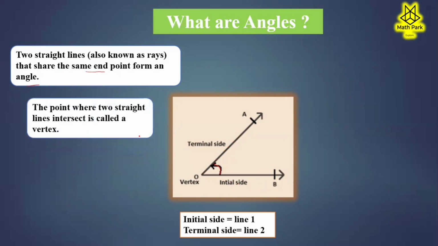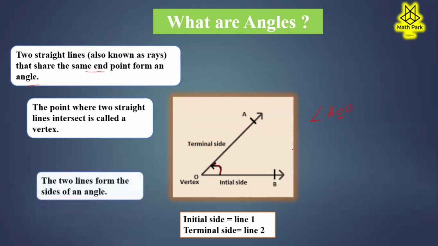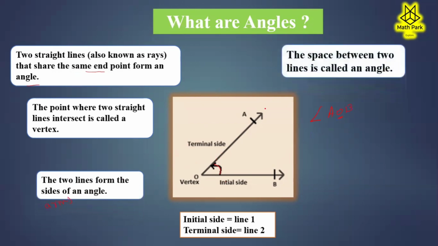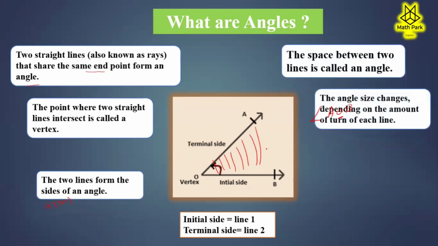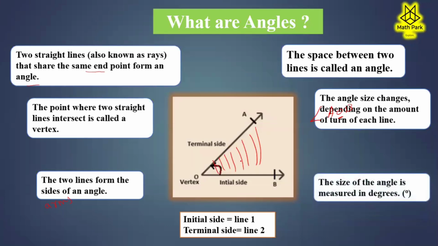The point where two lines intersect is called the vertex of an angle. We always write it so that the vertex is in between. So we say angle AOB. Always the vertex will be in between. The two lines form the sides of an angle. We also call them arms of an angle. The space between the lines is called an angle. This is an angle. And the size of an angle depends on how much it turns. The size is measured in degrees.